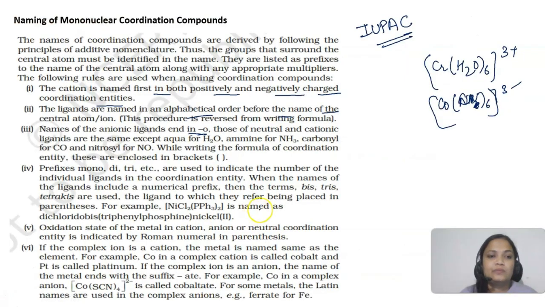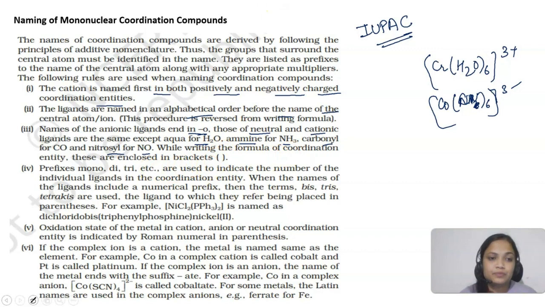Now for neutral and cationic ligands, the same name we will be writing, but there are certain exceptions. Like for H2O we use aqua, for NH3 we use ammine, double M. Carbonyl for CO, nitrosyl for NO. And for coordination entities we have to write the name in brackets.